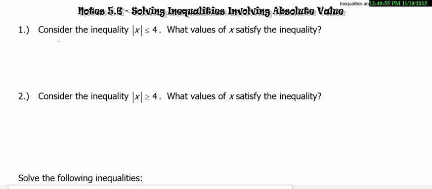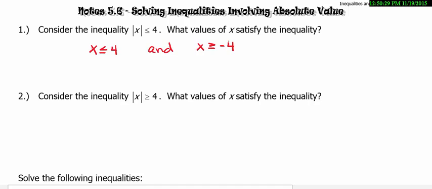So it says, number 1, consider the inequality where the absolute value of x is less than or equal to 4. What values of x satisfy the inequality? Well, the answer to this is actually a range of values. Unlike an equation, we're going to have multiple numbers that will make this a true inequality. I'm going to tell you right off the bat, this should be any values where x is less than or equal to 4 and where x is greater than or equal to negative 4.